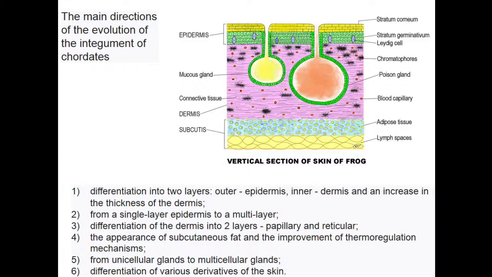And next, the main direction of evolution of the integument of chordates. In this picture you can see a vertical section of skin. What is characteristic of this stage of skin? Differentiation into two layers, the outer epidermis and inner dermis, and an increase in the thickness of the dermis.